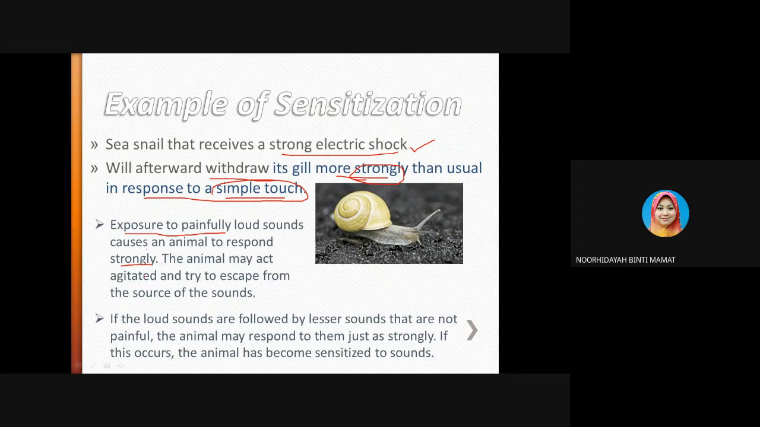So the animal may act agitated and try to escape from the source of the sounds. So if the sounds are followed by lesser sounds, which is the simple touch, for example here, that are not painful, the animal may respond to them just as strongly. If this occurs, it means that the animal has become sensitized to the sounds. So this is when the animal increases its response to the stimulus.